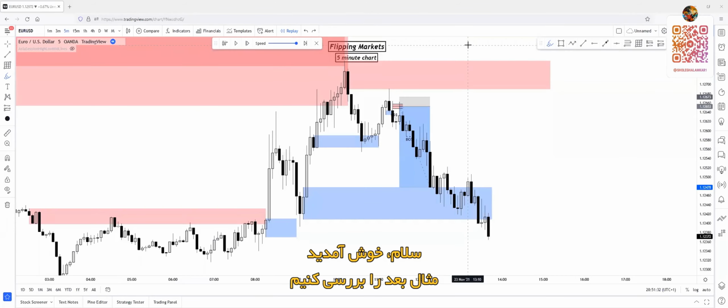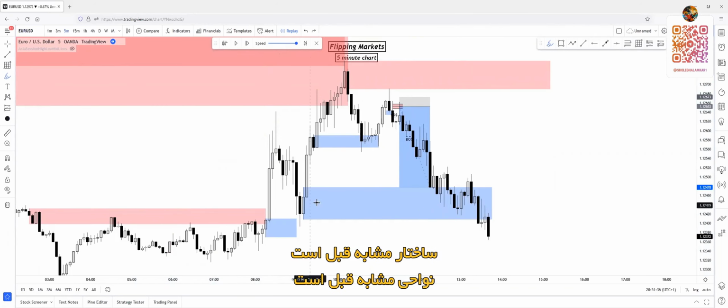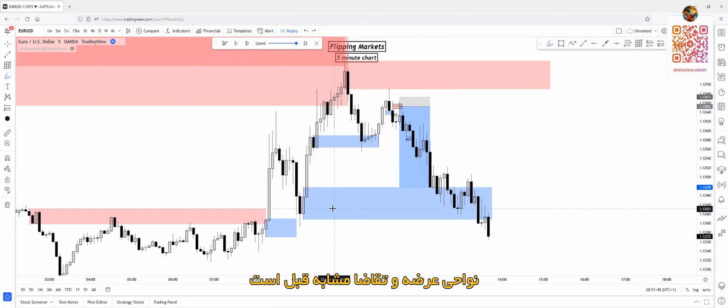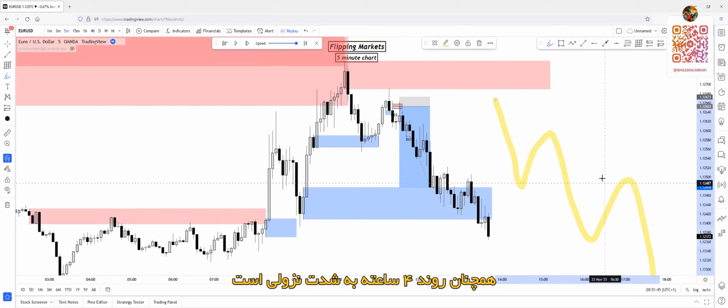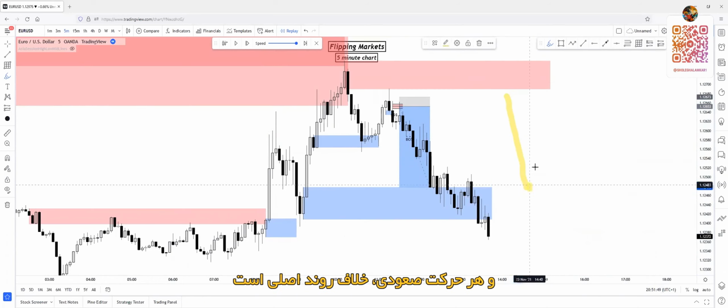So hello, welcome to the next example. As you can see, I kept all the drawings from the previous example. So the structure is the same, the zones are the same, the supply demand zones are the same. So everything is the same. So the 4-hour structure is still extremely bearish. So every downside movement is a main trend movement. Every upside movement is a counter trend movement.